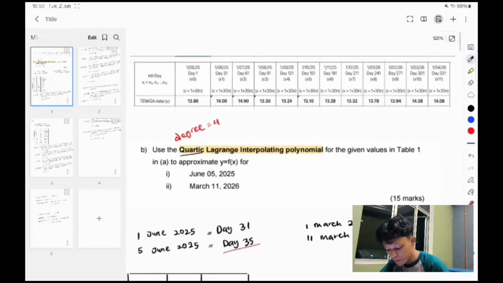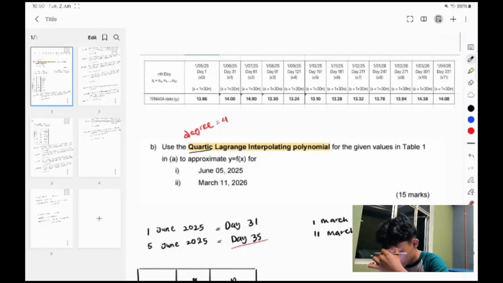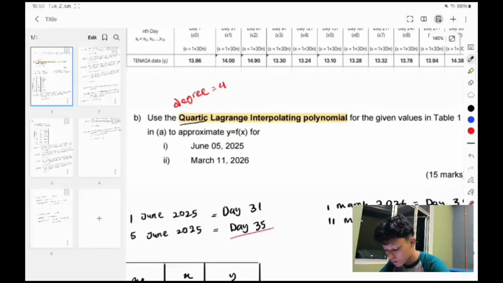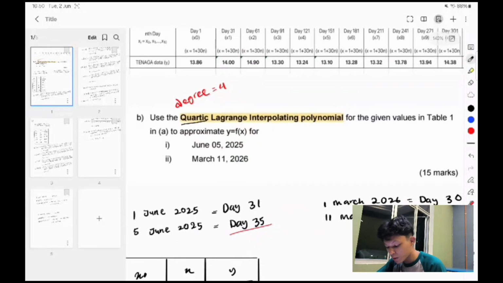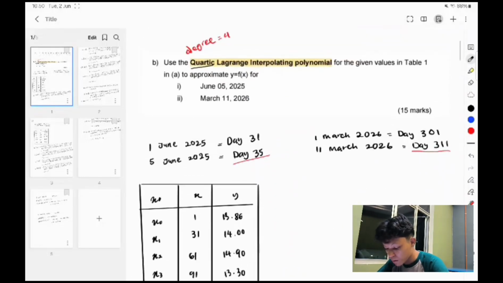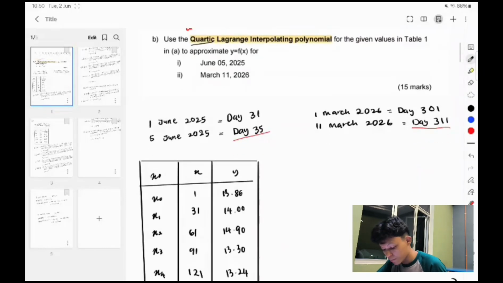And to solve the first question, we use the quadratic Lagrange interpolating polynomial for the given values in table 1 in A to approximate y equal to f(x) for June 5, 2025 and March 11, 2026. Okay, first we highlight here that quadratic means we will use degree 4, which applies to this first question.